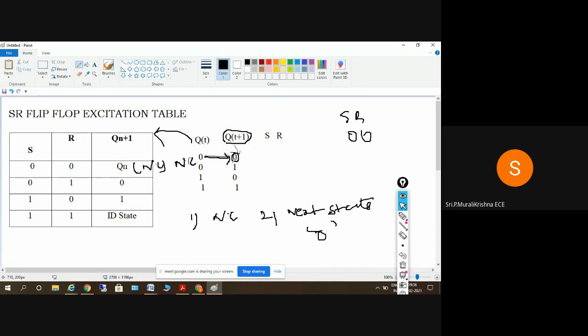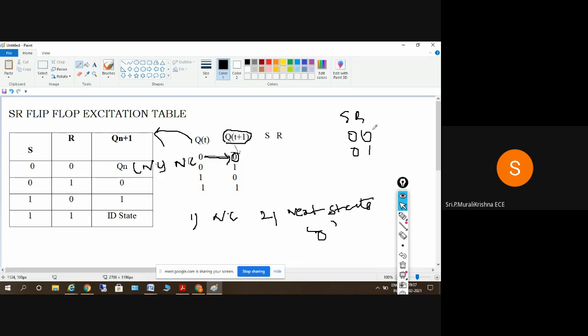Other case, next state is 0. Where did we get next state 0? In which case? In 1 to 0, so next state is 0. Where did q of t plus 1 equal to 0 come in the truth table? At 0 1, sir. Yes, 0 1. When S and R values are equal to 0 1, I am getting the value of q of n plus 1 as 0. The meaning of this is the inputs are 0 and 1.